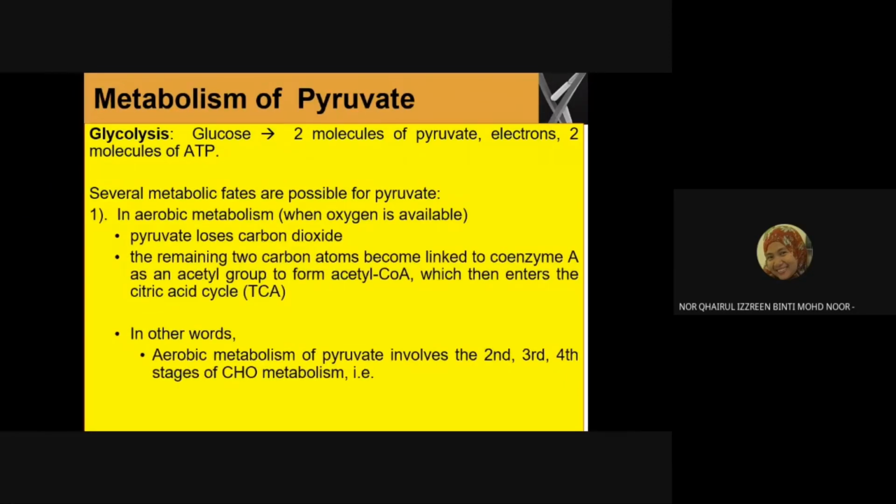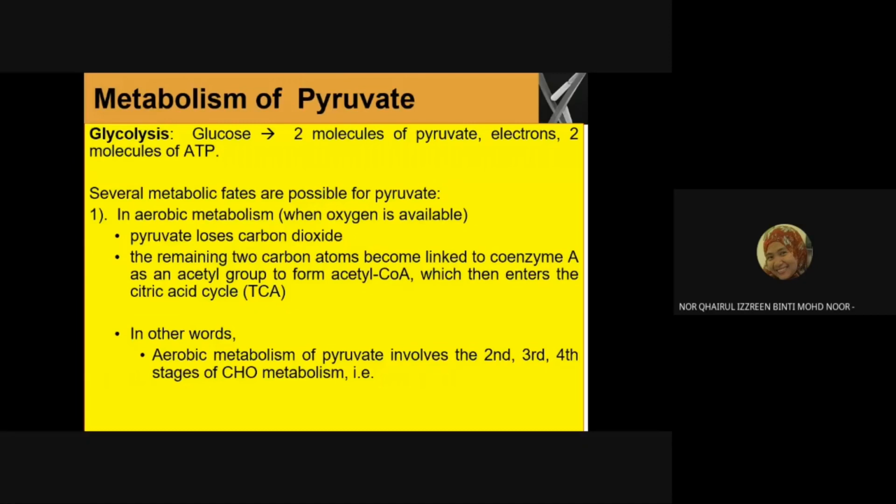Okay, the metabolism of pyruvate. What happened at the end of glycolysis? Glycolysis produces pyruvate. So during glycolysis, glucose produces two molecules of pyruvate, electrons, and two molecules of ATP net. So several metabolic fates are possible for pyruvate.